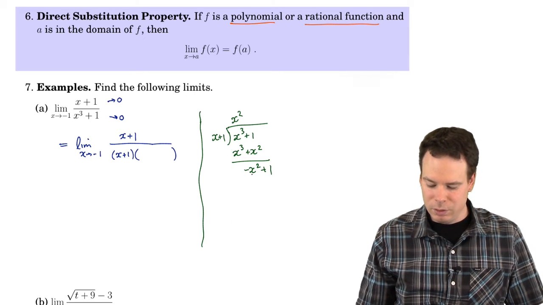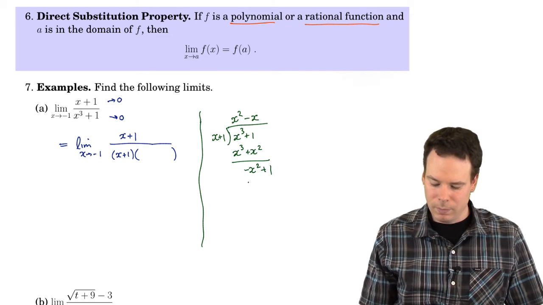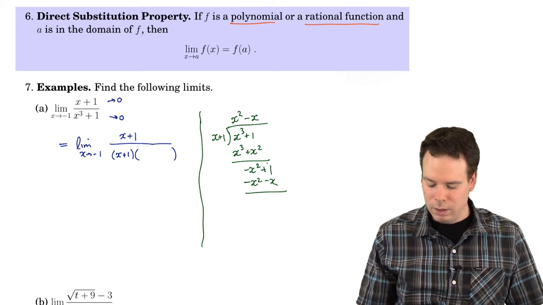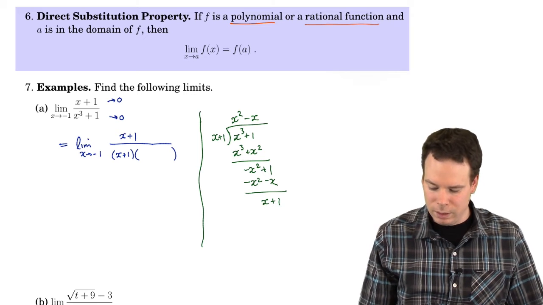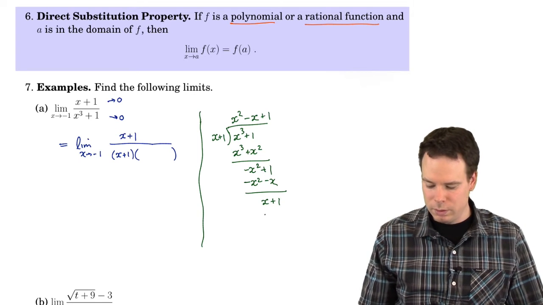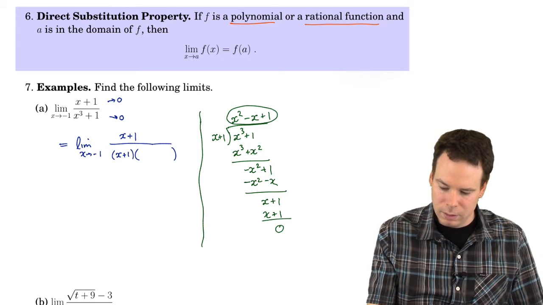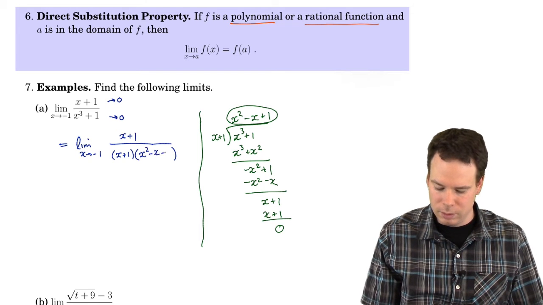How many times does x go into negative x squared? It goes in there negative x times. So that becomes a negative x squared minus an x. And again, I take their difference, so that becomes an x plus 1. And x plus 1 goes into x plus 1 once and has nothing left over. So this is the piece that I'm missing. That's the factor, x squared minus x plus 1.